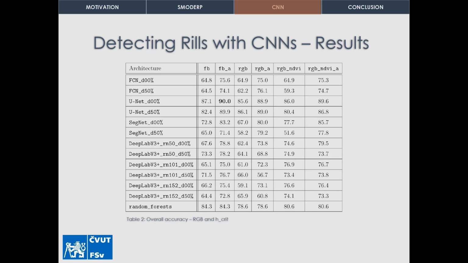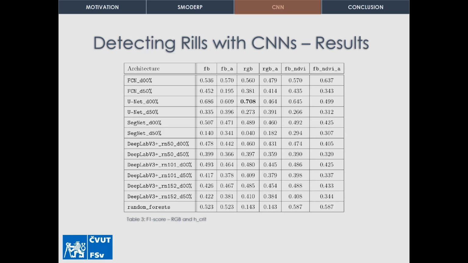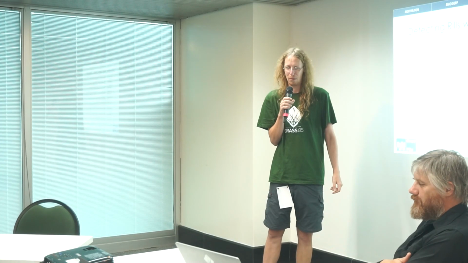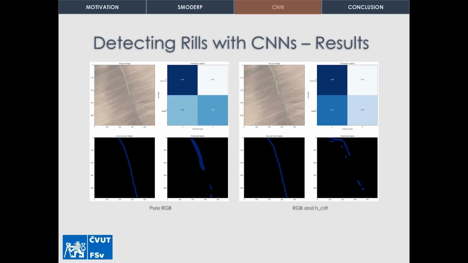For those that don't like overall accuracy, because it's very easy to manipulate the listeners with overall accuracy, since 95% doesn't mean that it actually does anything if 95% of the pixels are one class, this is the F1 score.